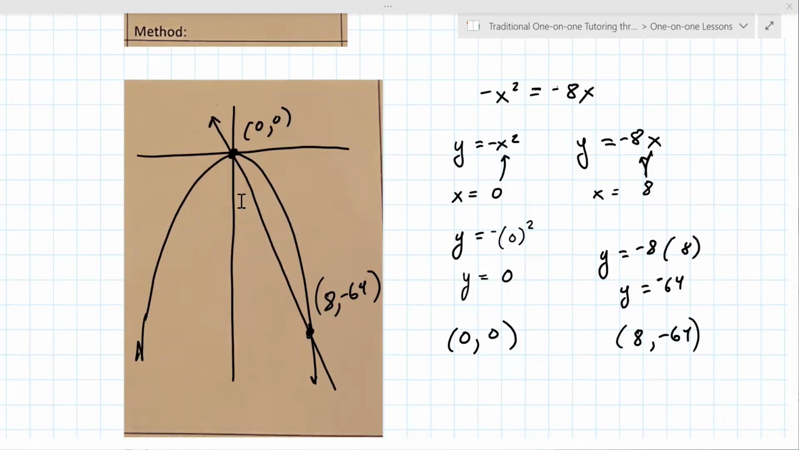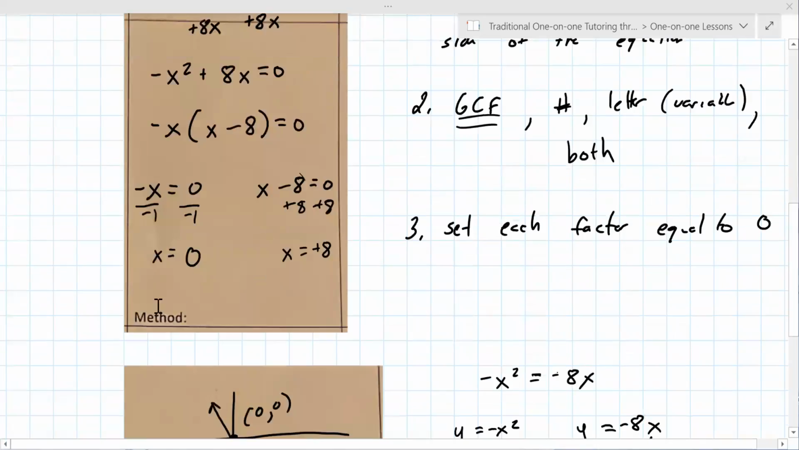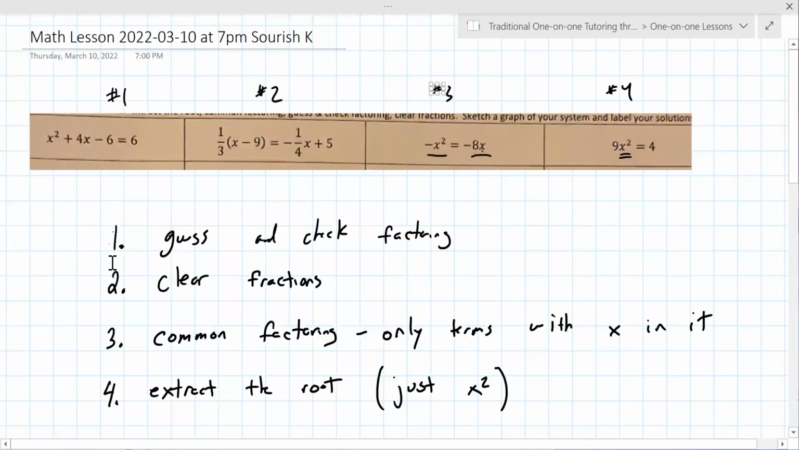Okay, now for the method, from what we did earlier we wrote 1, 2, 3, 4. These are the methods we're going to use for each of the 4 problems. I'm not sure if you wrote that down yet, but you're definitely going to want to get that down for each one. Do you see in the middle of the page where it says method? Method is number 1. So number 1 is guess and check factoring.